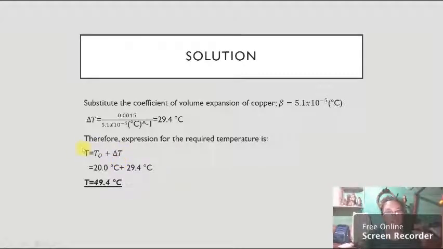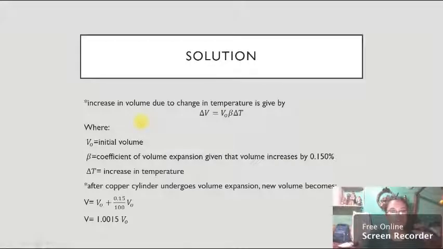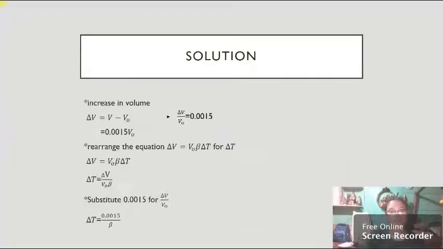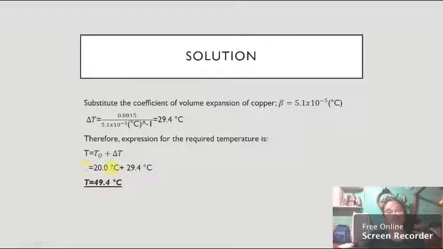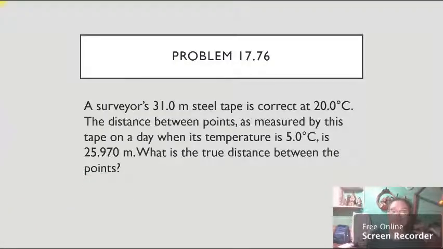And therefore, the expression for the required temperature is T equal to T sub 0 plus delta T, and delta T is what we have computed here. So we have T sub 0, which is the initial temperature. The initial temperature plus the change in temperature that we have computed, we're going to have an answer of 49.4 degrees Celsius.